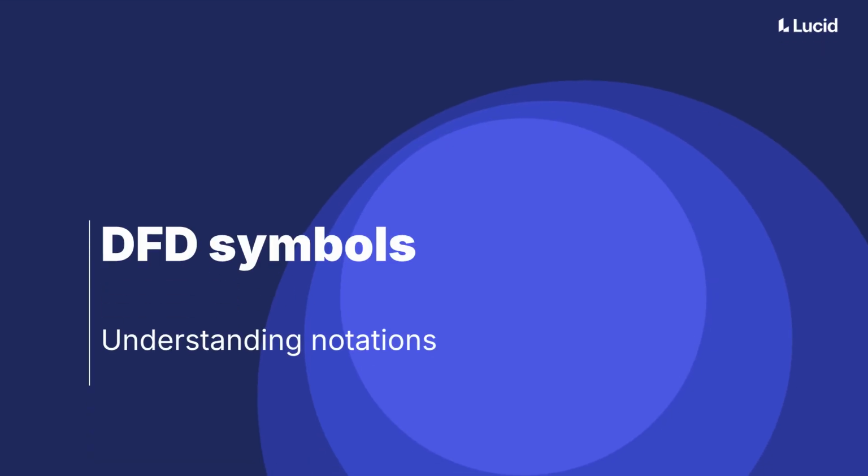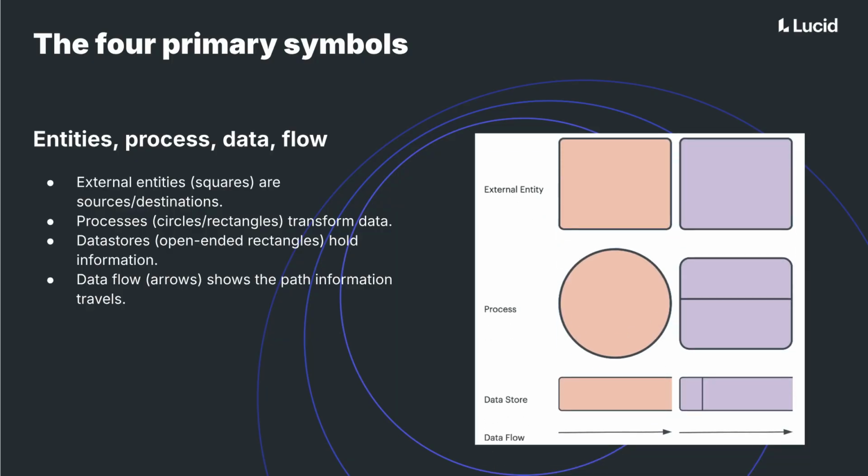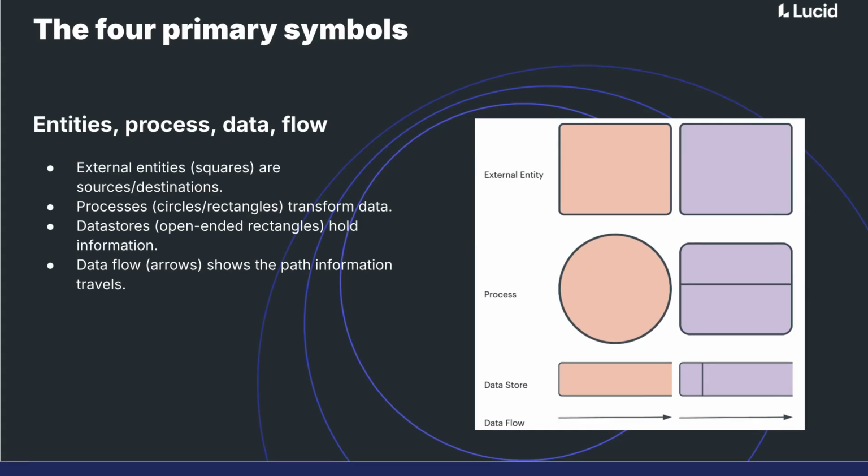Understanding DFD symbols and notations is essential for clarity. Let's look at the 4 primary components you'll use in every diagram, whether you're using Gane-Sarson or Yourdon-Coad notation. External entities are your sources. Processes are the actions performed on data. Data stores represent where information sits, and flow lines connect them all to show the path.